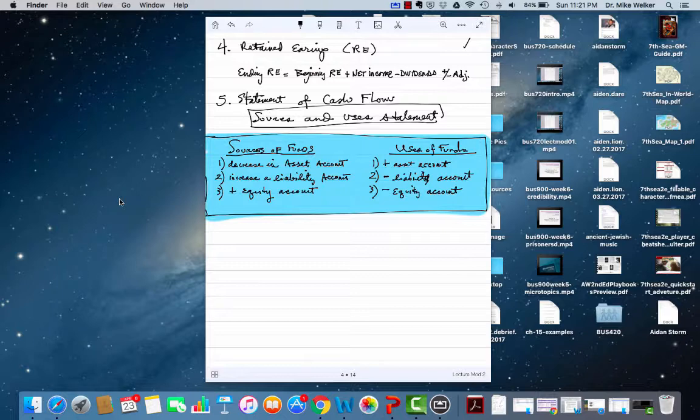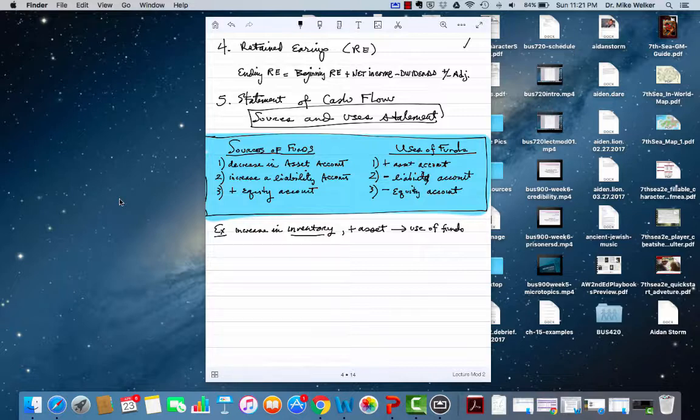An example might be if you saw an increase in inventory, right? So you have to think, what is inventory? That's an asset. So you got a plus to the asset side of an account. That means you have found a use of funds. You had to use money to increase that inventory.